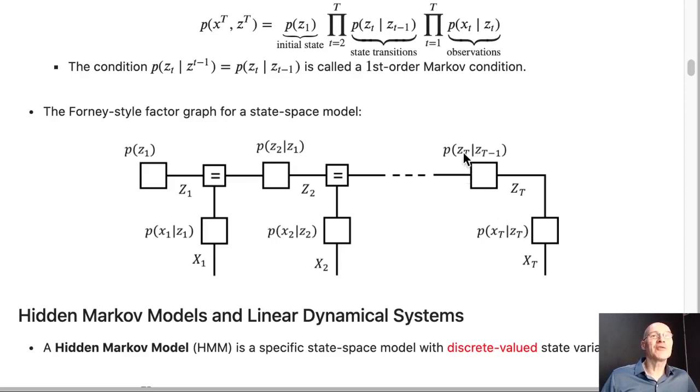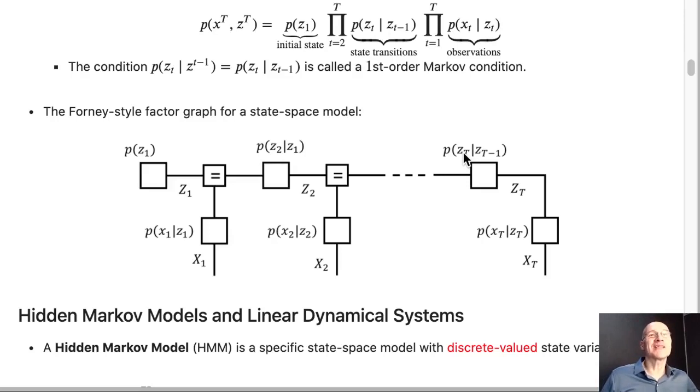Generally, if z is defined on a discrete alphabet, so it's really, let's say, a class label or a cluster label, then we talk about hidden Markov models. And when it's on a continuous alphabet, we call it a dynamical system, although a hidden Markov model is also a dynamical system. So there isn't a specific name for it.